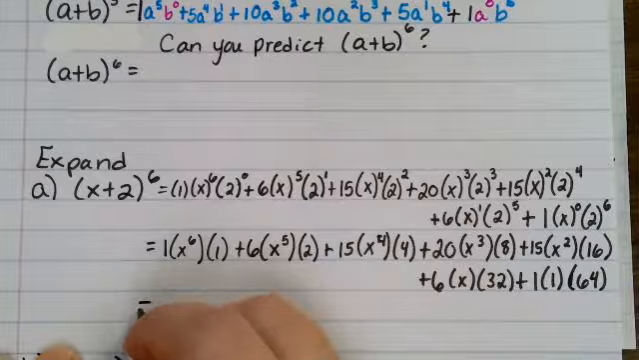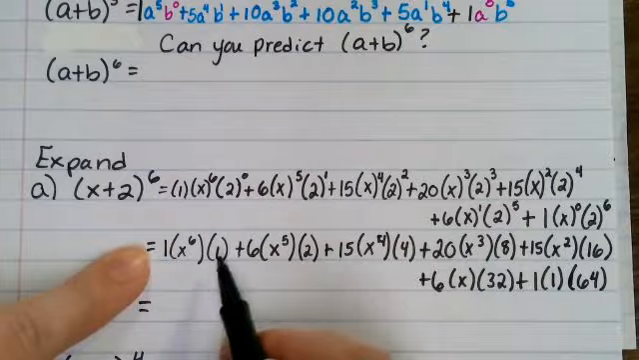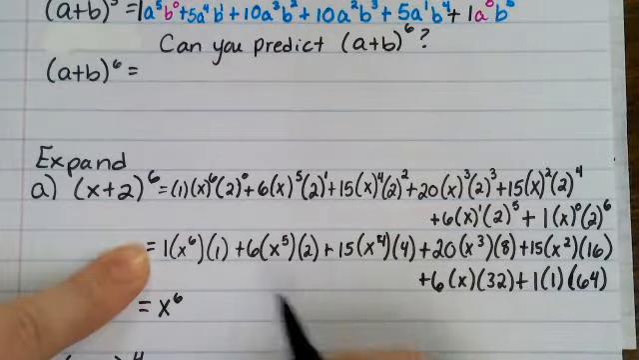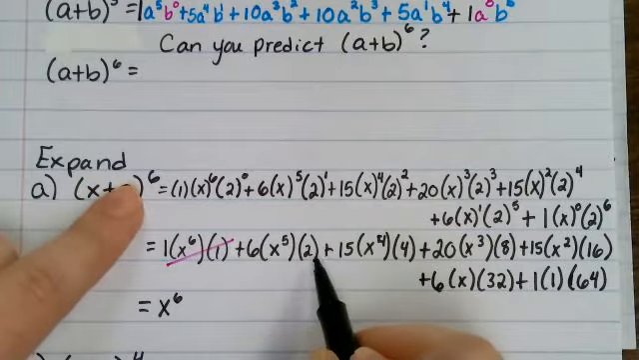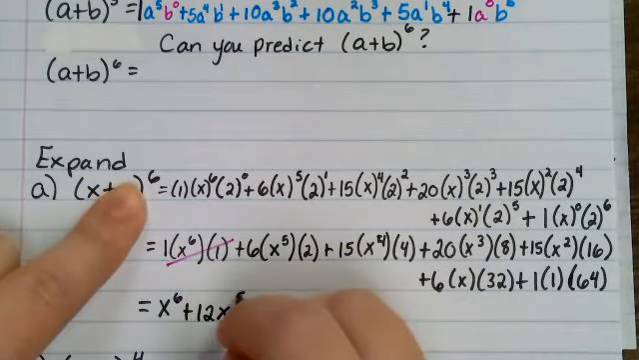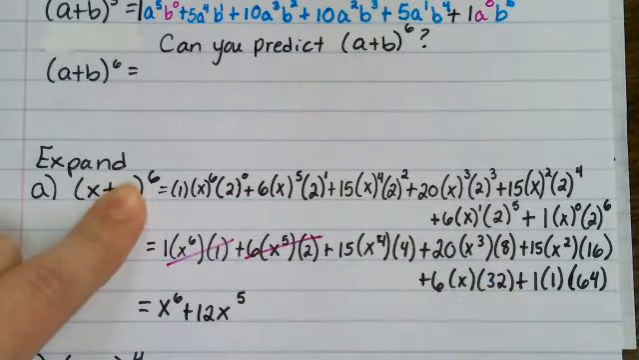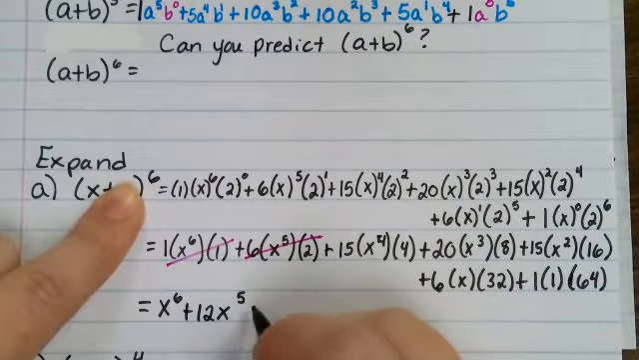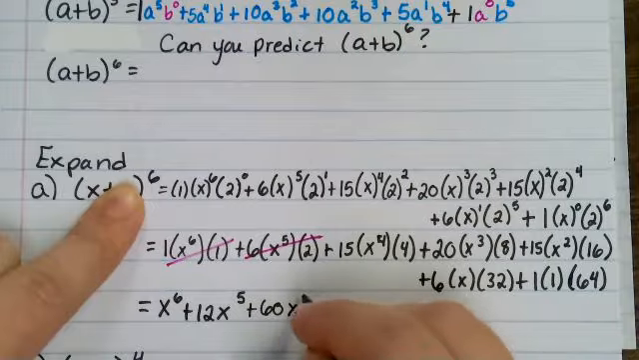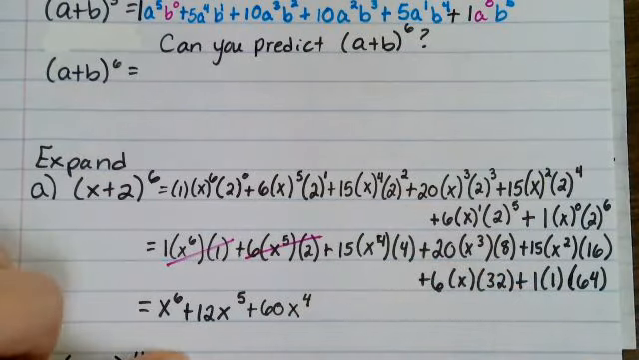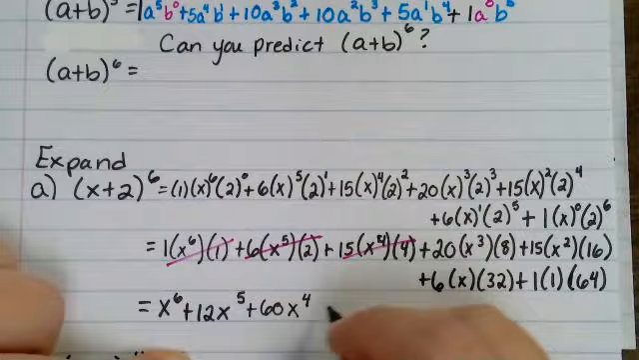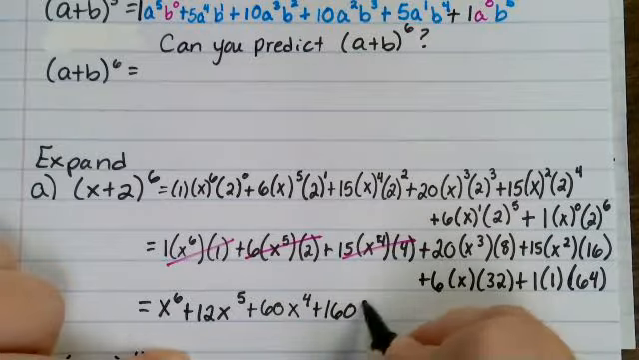All right, last little bit. We got to clean it up. 1 times x to the sixth times 1, x to the sixth. That one is done. Okay, then here I have 6 times 2 is 12. So this is 12 x to the fifth. It's done. 15 times 4 is going to be 60. We have x to the fourth. Okay. Done. Next one, 20 times 8. That's going to give us 160. This is x cubed.